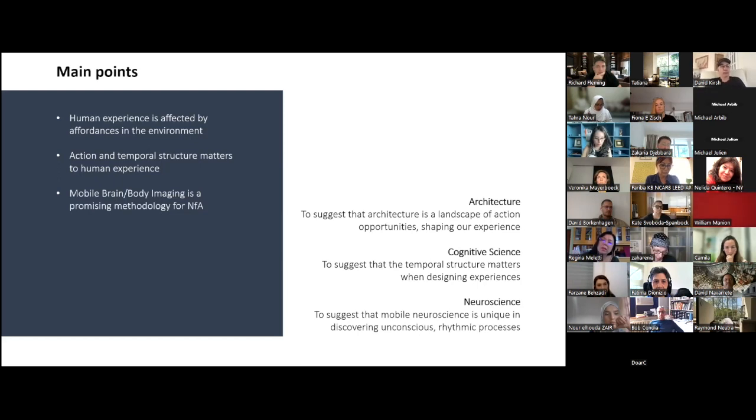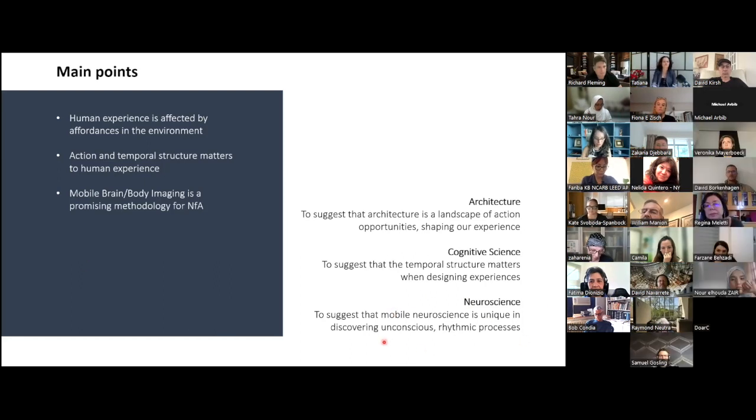Then also touch upon a methodology that is called mobile brain body imaging, because it's a promising methodology, I think, for the neuroscience of architecture. And this is basically this latter point, suggesting that mobile neuroscience is unique in discovering some of these unconscious and rhythmic processes. So I should say that I'm an experimentalist.